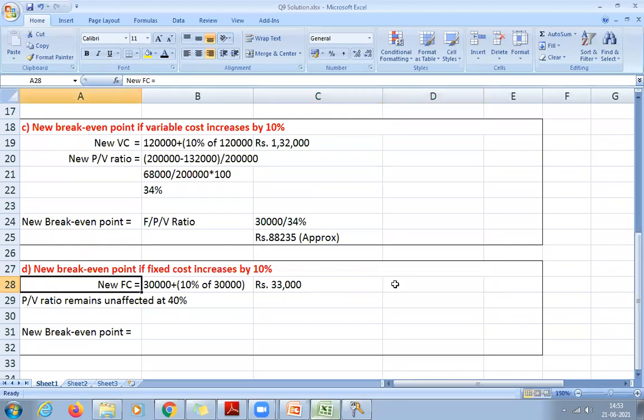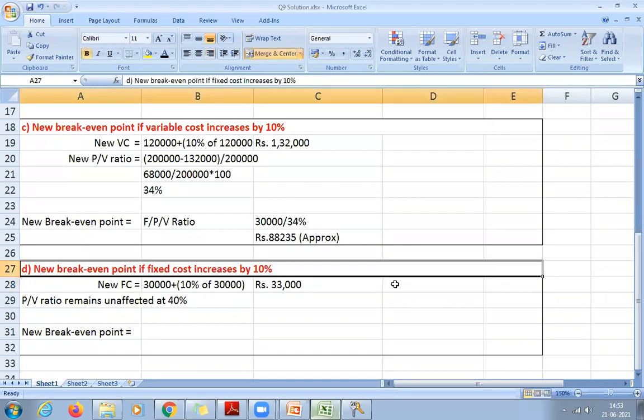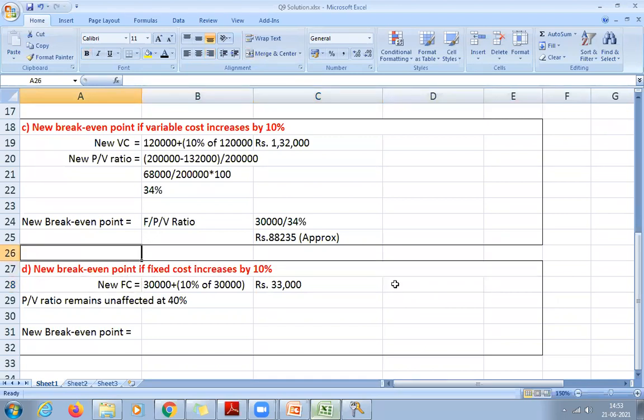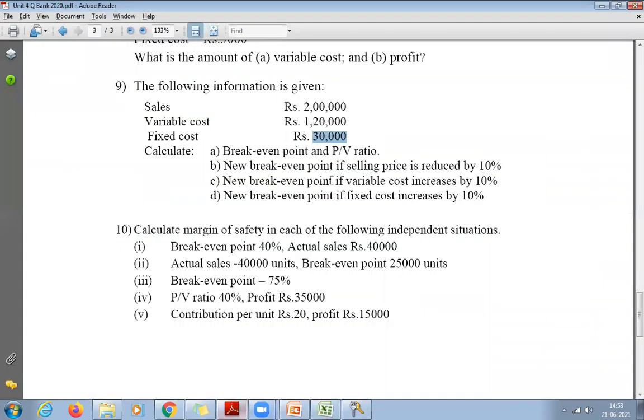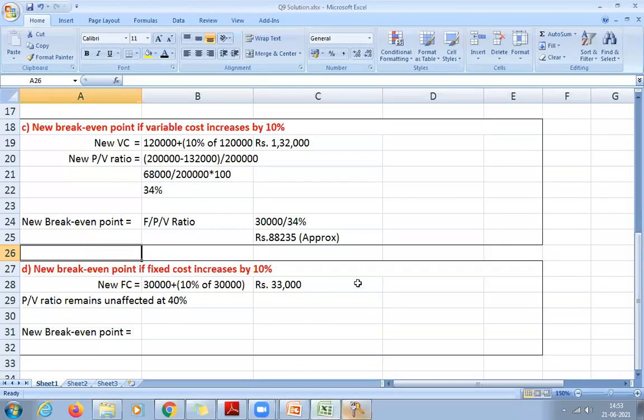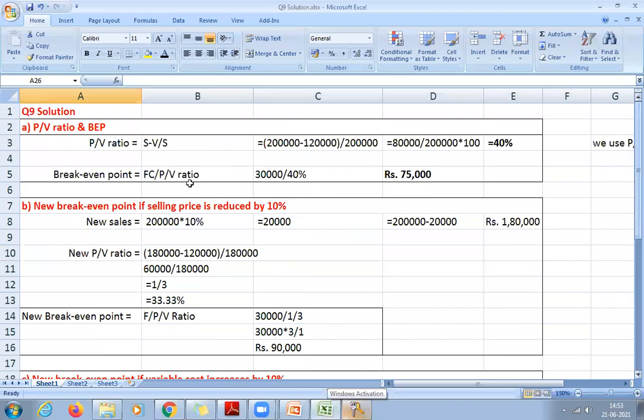So now, do we need to calculate the PV ratio? No, sir. Why? Because sales and variable cost are not changing. Normally we calculate PV ratio using contribution divided by sales, right? Contribution is nothing but sales minus variable cost. These two are not changing, and it is again divided by sales, so all are the same. So the PV ratio will be the same. Don't calculate the new PV ratio once again. Whatever we got earlier is the new PV ratio. So the PV ratio we got here is how much? 40%.